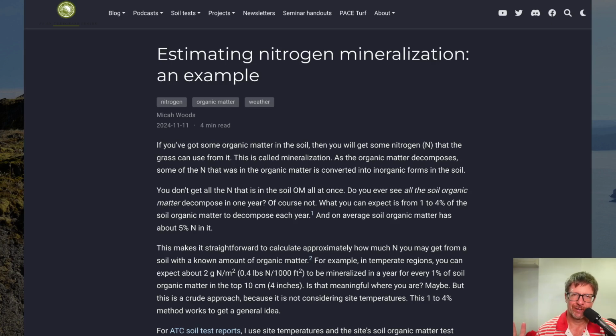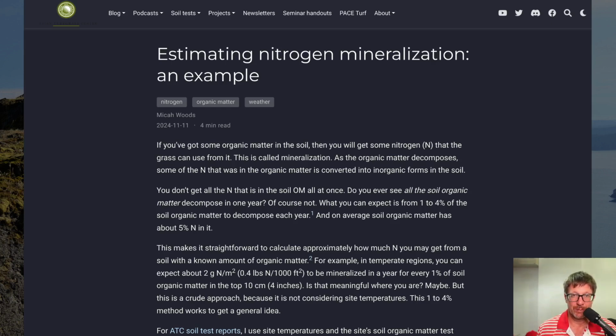So that means that our 100 liters of soil in that 1 square meter has a mass of 150 kilograms. If we know that we have, let's say, 2% organic matter, then we multiply 150 kilograms times 2%, and that tells us how many kilograms of organic matter we have. We then multiply that by 5%, and that tells us how much nitrogen we have. Then we multiply that times 1%, and it tells us how much nitrogen could be mineralized in 1 year. Or we multiply it by 4%, and that tells us how much nitrogen could be mineralized in a year.